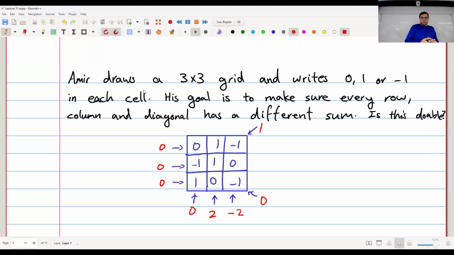Yes. So if we look at the different sums that we can get, each of these are the sums of 3 numbers. So the values are going to be between -3 and 3. And there are 7 different values there. But I have 8 sums. So 2 of these sums have to be the same. So no matter how I fill out this table, I'm going to get the same sum for 2 of these. So it's impossible.